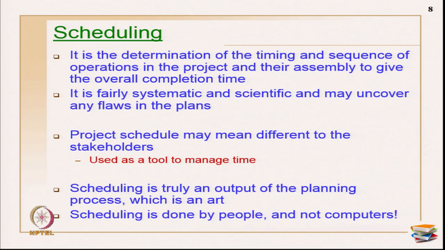So, scheduling is fairly systematic and scientific and can also uncover any flaws in your plans, and the project schedule may mean different things to different stakeholders, but generally it is used as a tool to manage your time aspects. So, whenever you talk about scheduling, it is only the time management I am going to talk about. Scheduling is truly an output of the planning process, which is generally an art, and it is never done by computers, and it is only done by people.